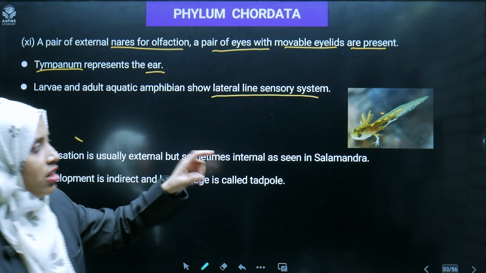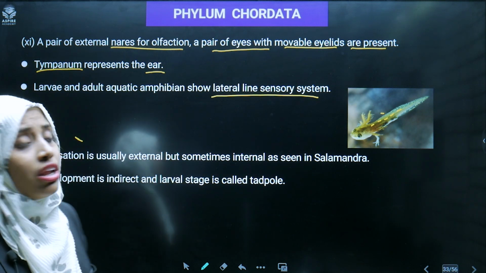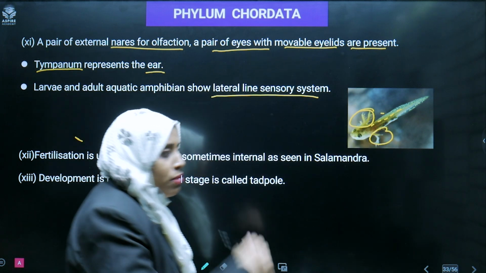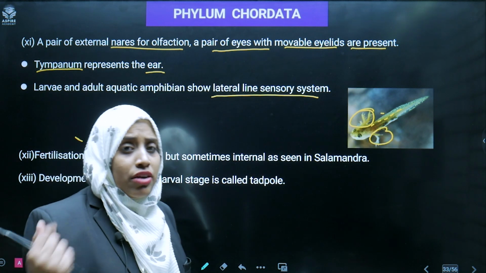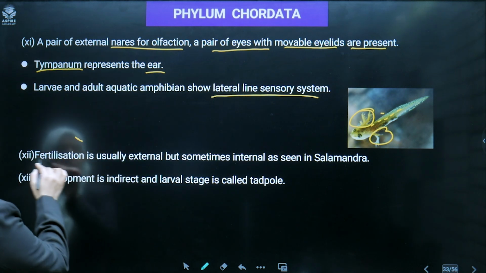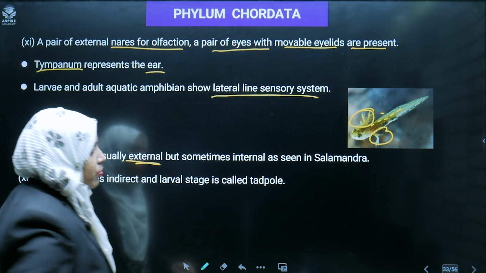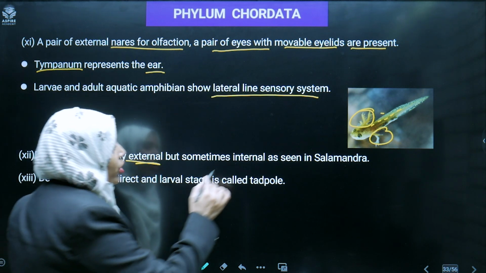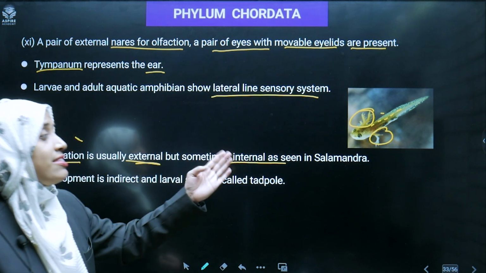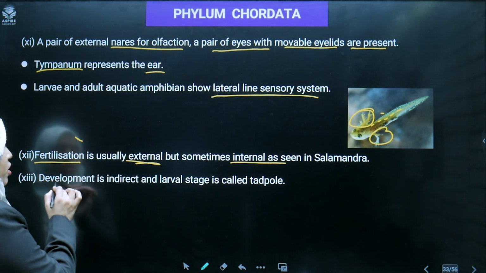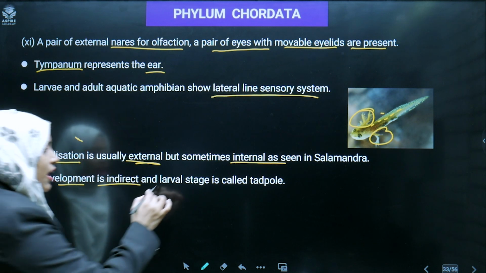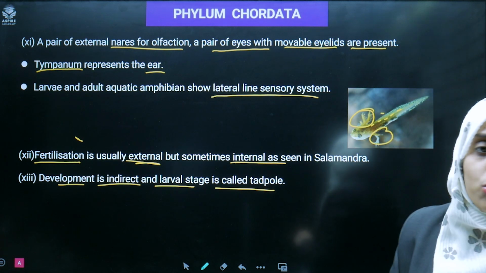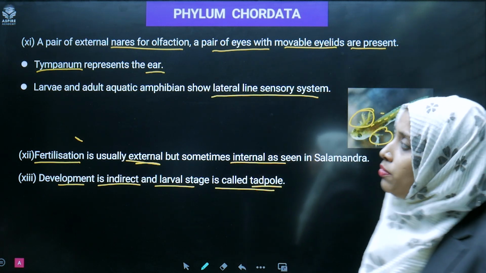So this is the diagram of, ठीक है, किस चीज का इमेज है? Tadpole, which is having gills. यहाँ पे gills है. Okay, so इनमें metamorphosis होगा and then finally they will be converted to frogs. Okay, fertilization कैसा होता है? Usually external. Mostly it is external fertilization, but sometimes we can see internal fertilization also, like in salamander. Okay. So development is indirect. Indirect development है, why? Because there is a larval stage also, and that larva is known as tadpole.